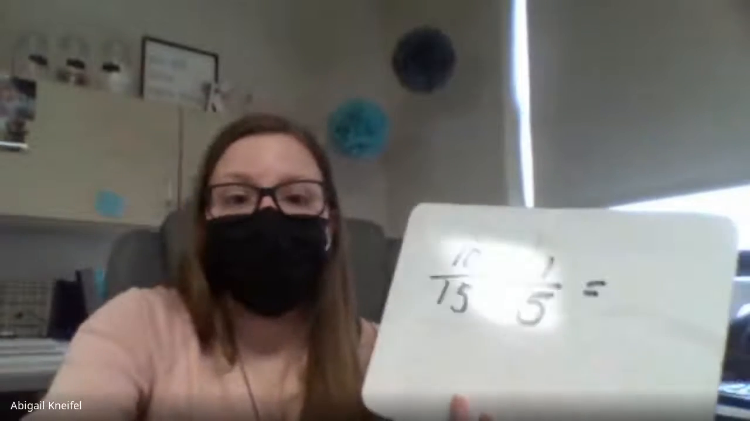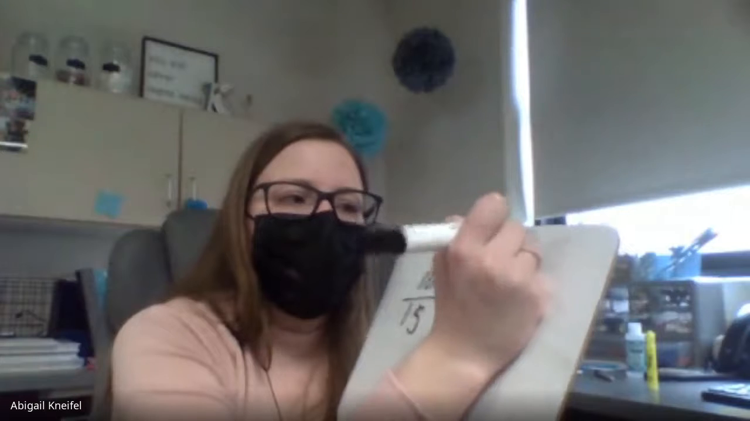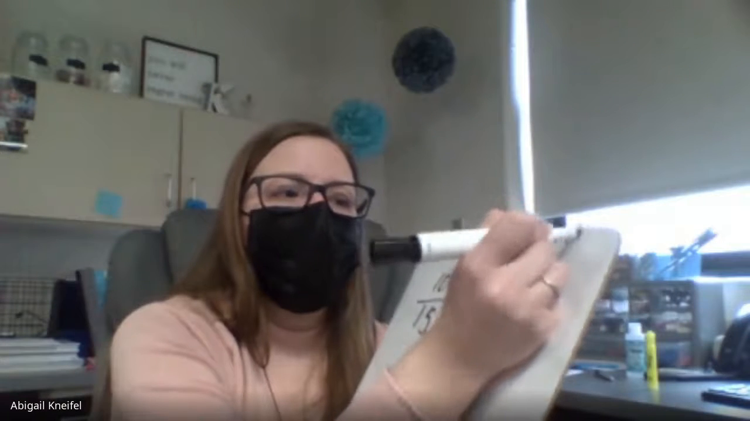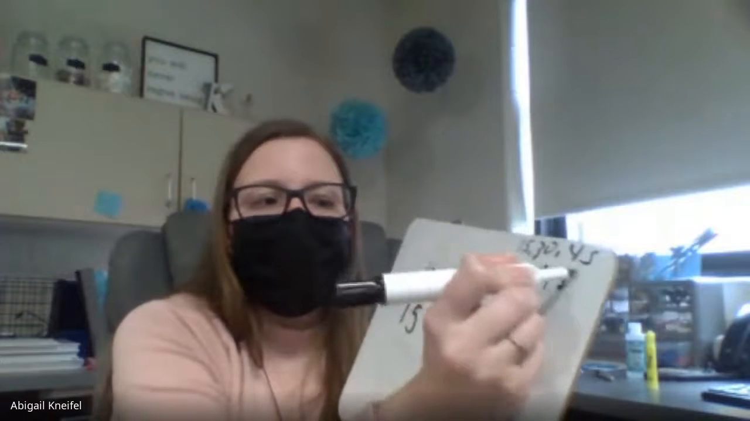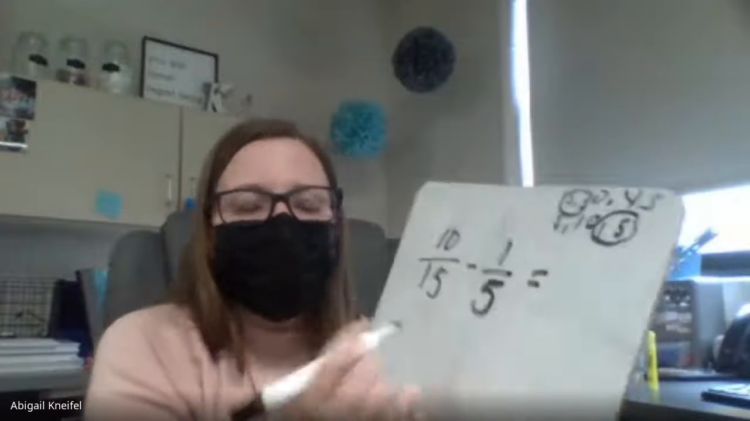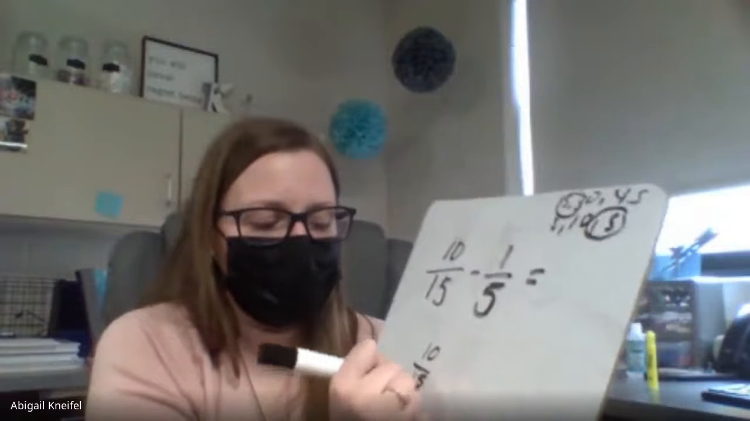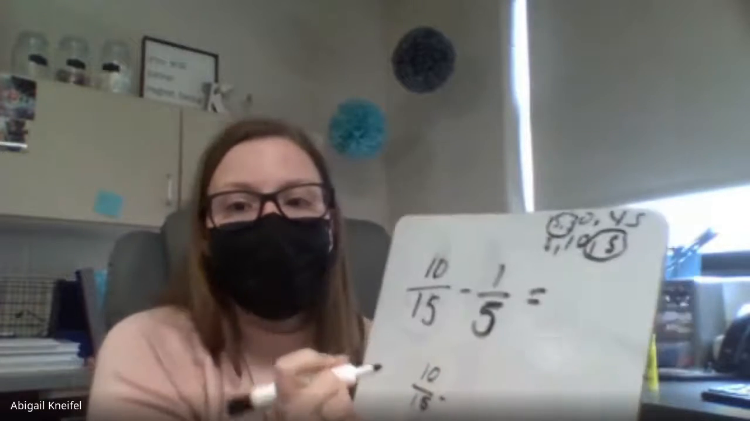All right. First thing we have to do is find our common denominator between 15 and 5. So first step, I'm going to count by 15s. 15, 30, 45. Now I'm going to count by 5s. 5, 10, 15. Oh, look, my common denominator is 15. So I do not need to change 10 over 15. That stays the same. I do have to change 1 fifth.